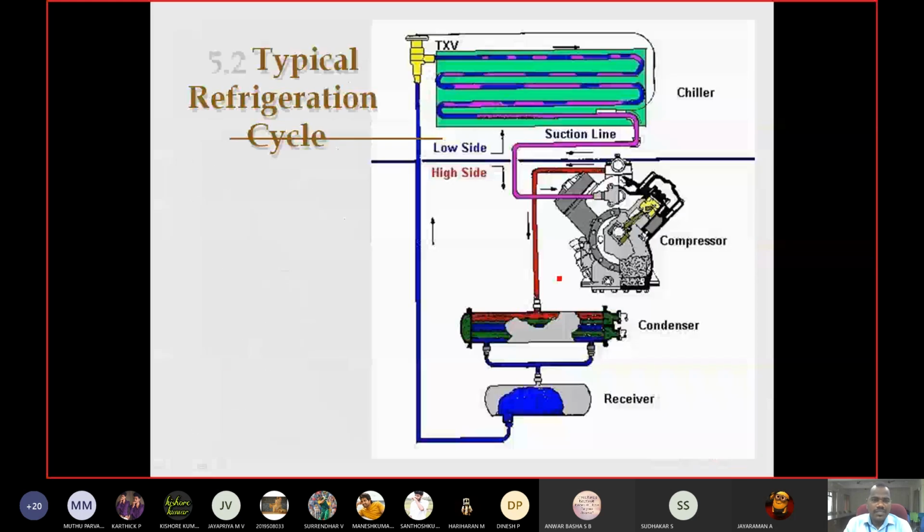So this is your typical refrigeration cycle. In this refrigeration cycle, we have the components: compressor, condenser, valve, and chiller. The receiver is there, the compressor is there, the condenser is there, then the chiller. These are the components of our refrigeration cycle. In that, we have the low temperature side and the high temperature side, also the high pressure side.